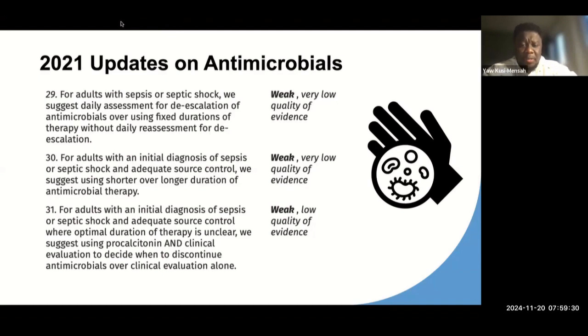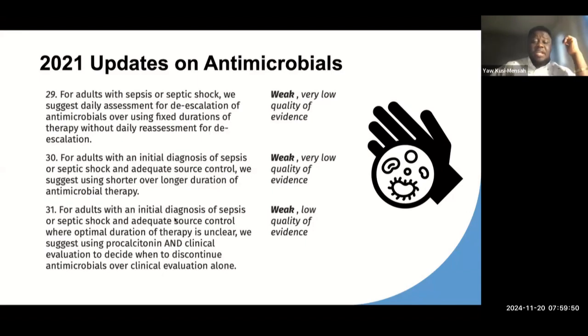And for adults with an initial diagnosis of sepsis or septic shock, once you have adequate source control, the guideline suggests using a shorter period. Shorter is better. There are times where I've seen patients on weeks and weeks of antibiotics. It doesn't help. It actually adds to antimicrobial resistance.